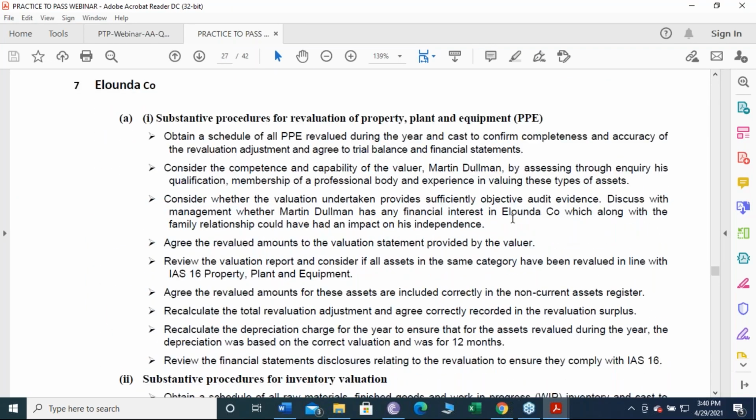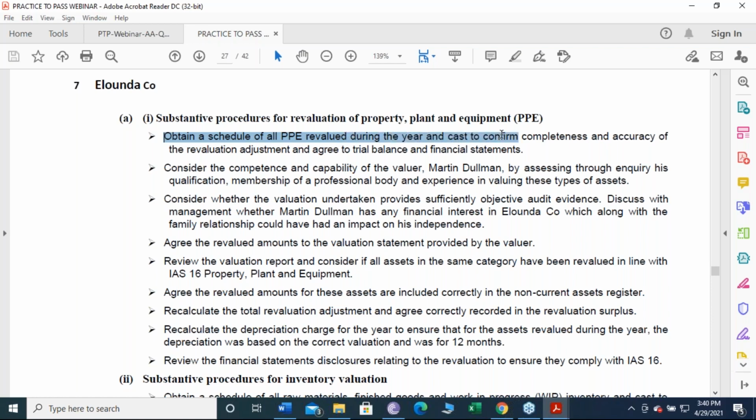Okay, let's see how many we are comfortable with. First, let's read the selective ones. Obtain a schedule of all property, plant and equipment. From where are you going to obtain it? From the client. Revalued during the year and cast to confirm.